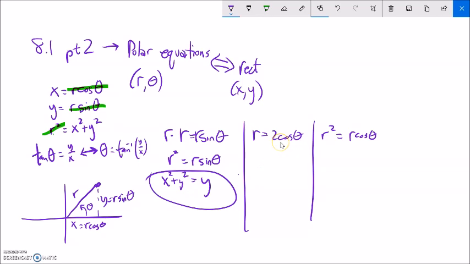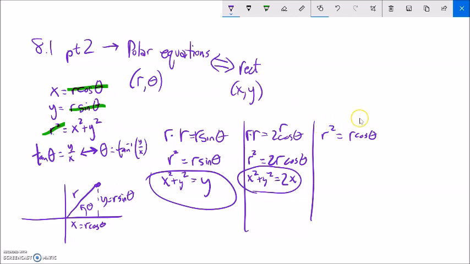So if I look at this next one, it's in a similar form. r equals 2 times cosine theta. I've got an r, got a cosine theta. I'm going to multiply both sides by r again. And if I do that, on the left-hand side, I got r squared. On the right-hand side, I have 2r times cosine theta. And I can do my substitutions. I know r squared is x squared plus y squared. 2 is 2, and r cosine theta is x.